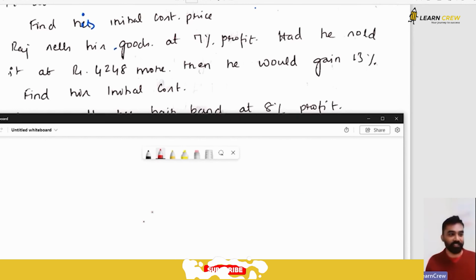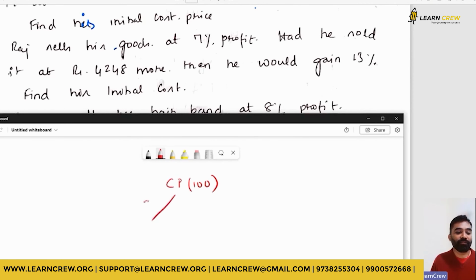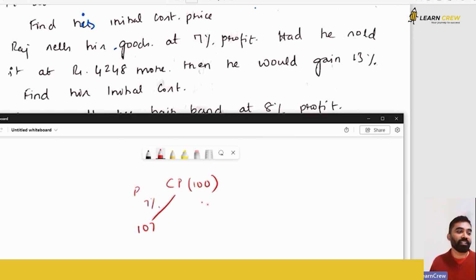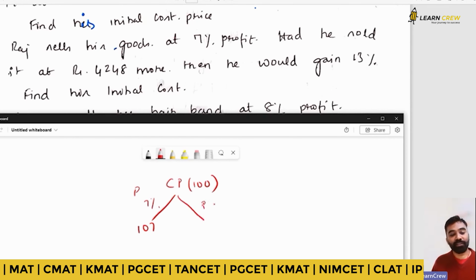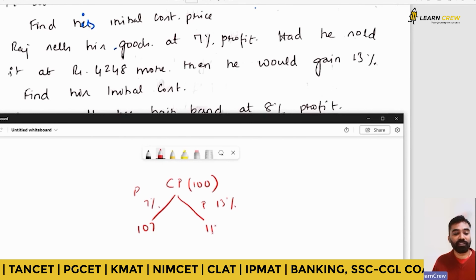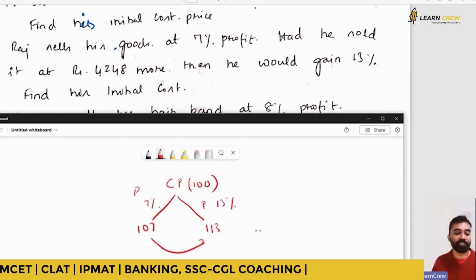Okay, 16th. What is given? Raj sold his goods at 7% profit. Cost price assume 100, 7% profit, so the selling price is 107. Had he sold it for 4,248 more, then he would have gained 13%. So they're telling the profit would have increased to 13%, so it is going to be 113. So what's the difference? 6R.